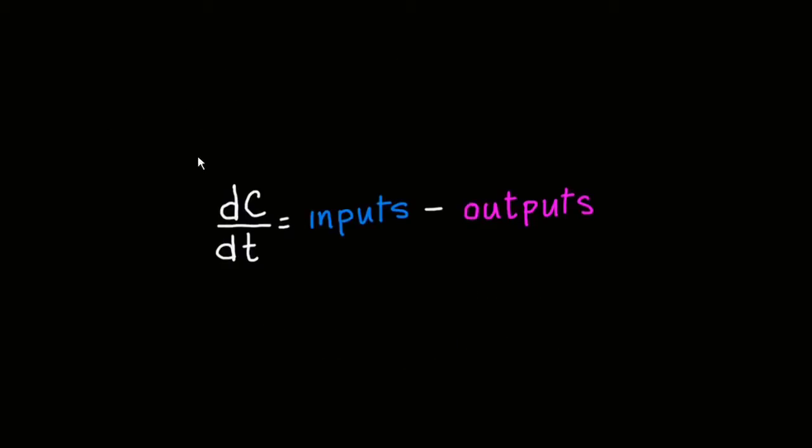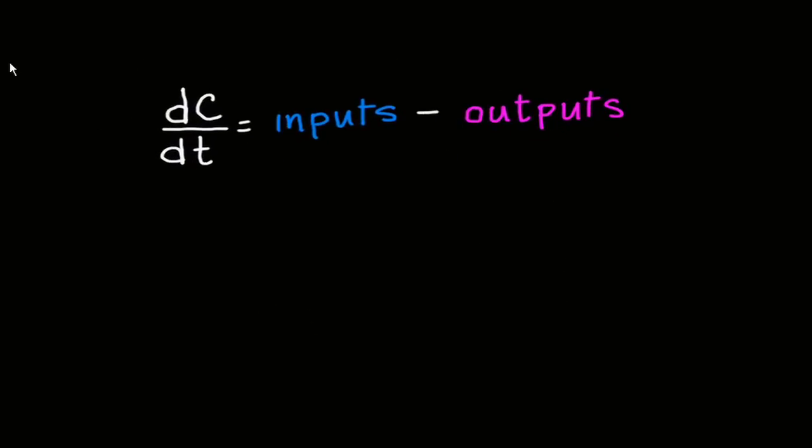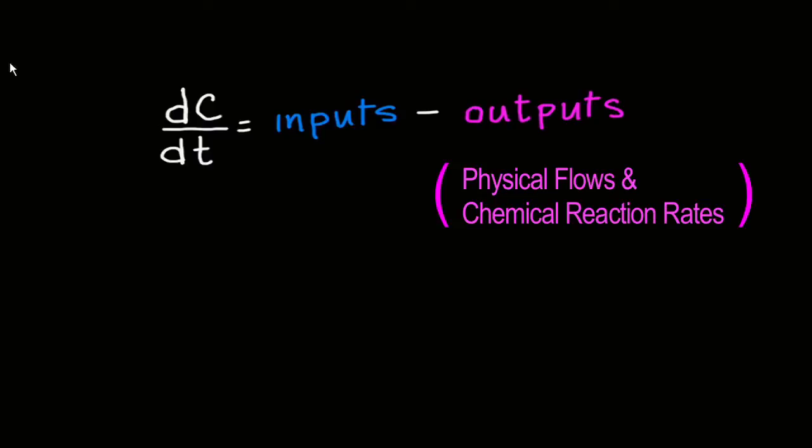This is where the differential equation comes in. We can set up the equation by setting the time change in estrogen concentration, dC/dt, equal to inputs minus outputs. Note that our definition of outputs includes both physical flows and chemical reaction rates.